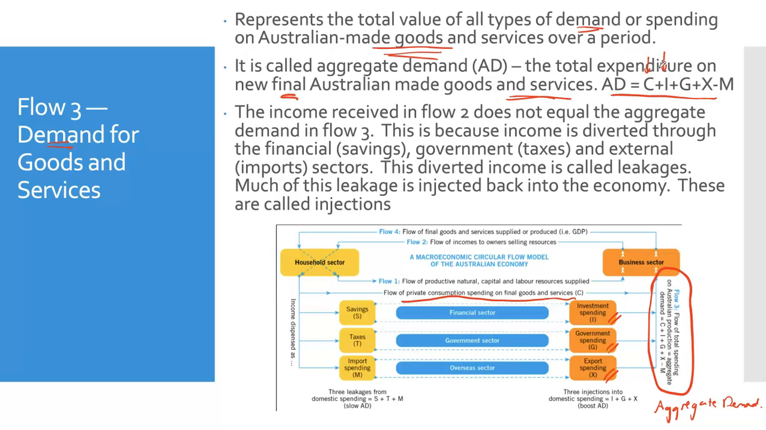I, all the goods that are demanded for investment. G, all the goods and services that governments spend money on. And X is exports, so all the goods or services that are demanded by overseas countries because we're sending it away. And we take away M, which is our imported spending. But for now, let's just focus on the fact that flow 3 is the demand for goods or services.